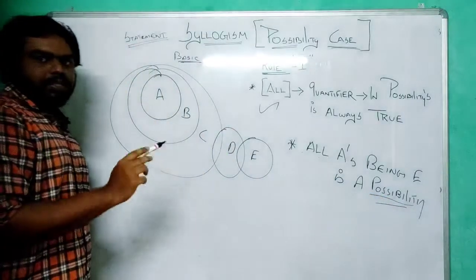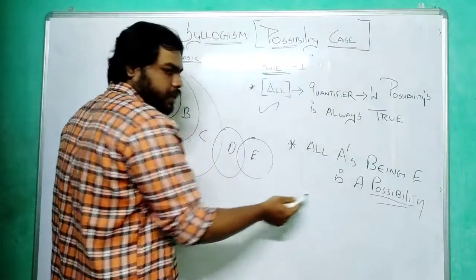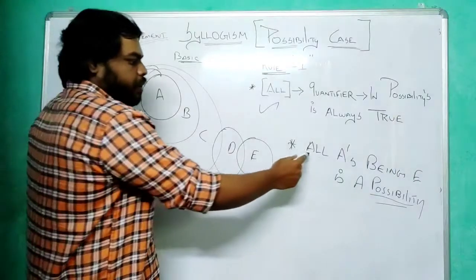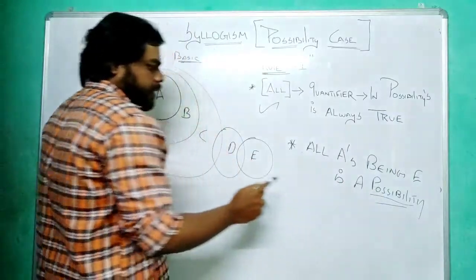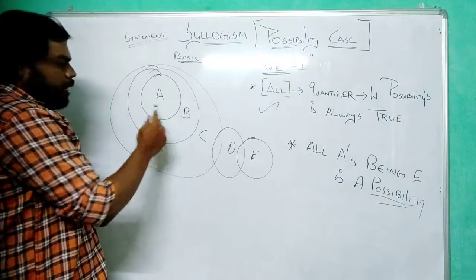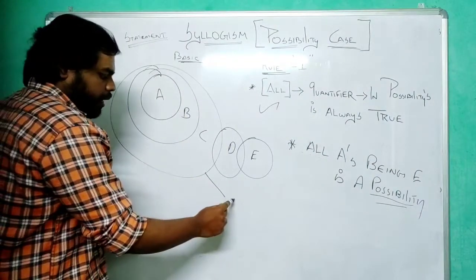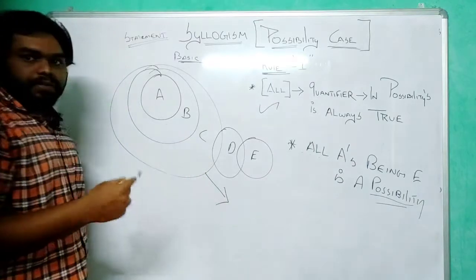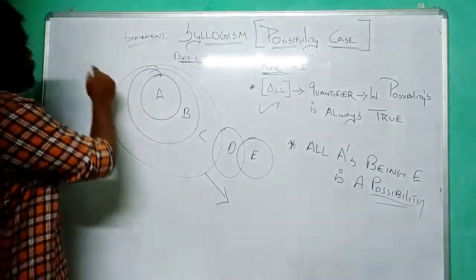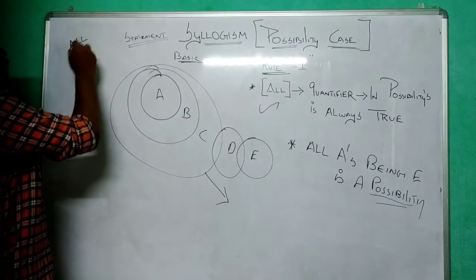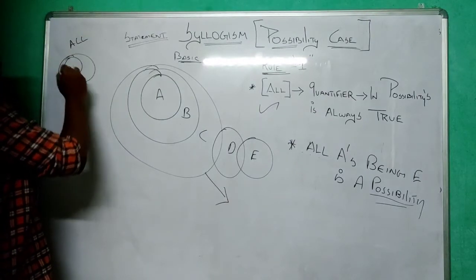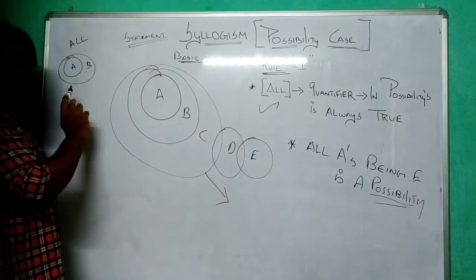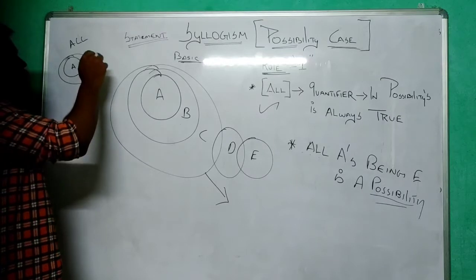This is not a positive statement, this is a possibility statement, right? These are two different things. So all A's being E is a possibility. I should try to prove that it is true, right? I'll be drawing a possibility diagram for this. In the previous video I explained that for the all case, if this is the statement, all A being B is a possibility. So this is the basic diagram.